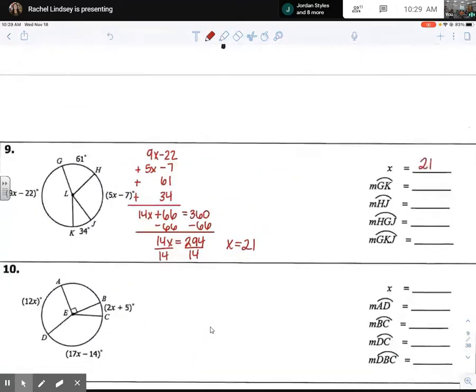Need to plug 21 back in to both of those. So I'm going to do 9 times 21 minus 22. That gives me 167. Then 5 times 21 minus 7 gives you 98. So now I know all 4 of my arcs.